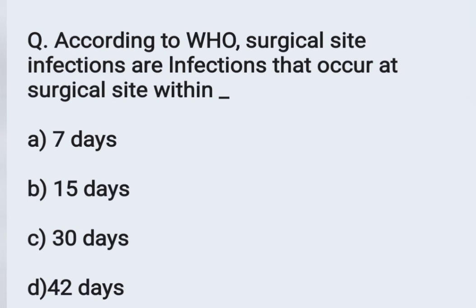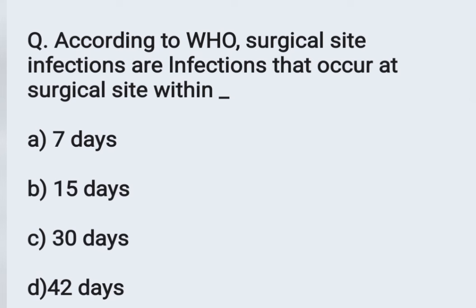And the next question is, according to WHO, surgical site infections are infections that occur at the surgical site within: option A 7 days, option B 15 days, option C 30 days, option D 42 days.